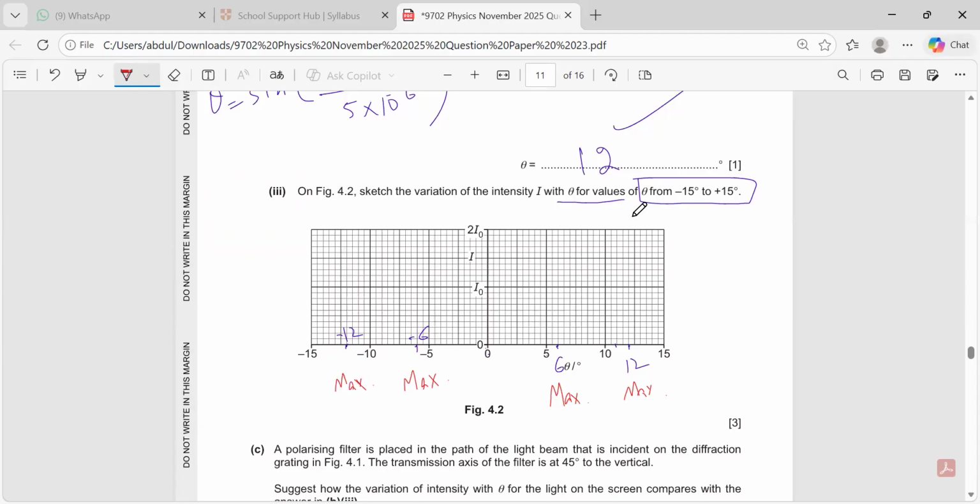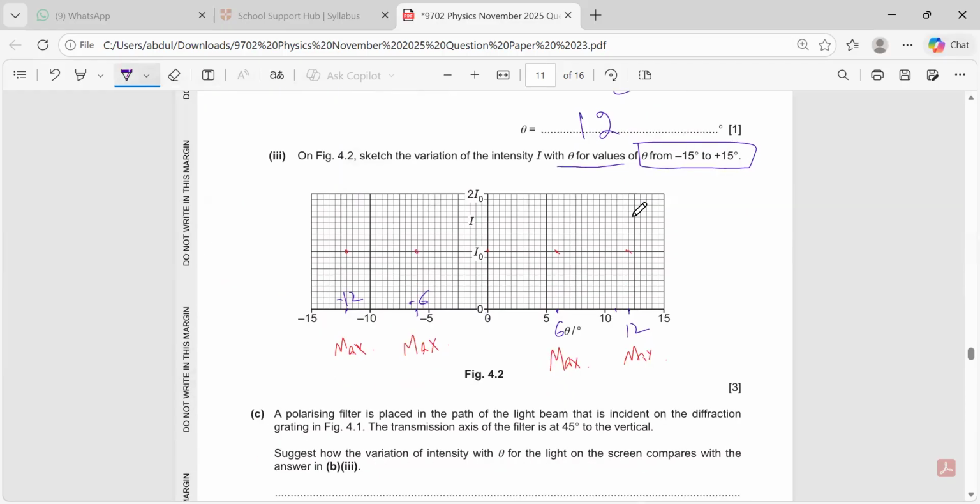And what is the intensity? They said I naught. So my dear friends, these are the points of bright fringes. Of course, this O also. Then at 6, this is the point of bright fringe maxima. This is 12, so this is also a bright fringe. But what about the dark fringes now? Let's talk about the dark also.